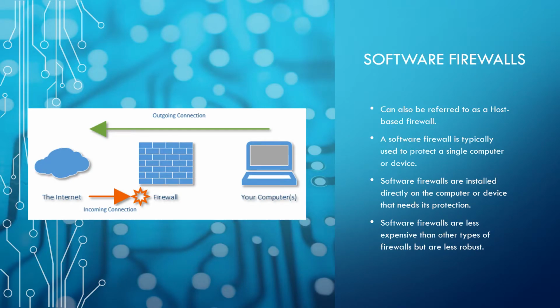The second type of firewall that I will discuss today are software firewalls. Software firewalls can also be referred to as host-based firewalls. As you can see in the image on the left, a software firewall is typically used to protect a single computer or device from malicious threats on the internet. Unlike a hardware-based firewall, software firewalls are installed directly on the computer or device that needs its protection. These types of firewalls are also less expensive than hardware-based firewalls, but they're also a lot less robust.